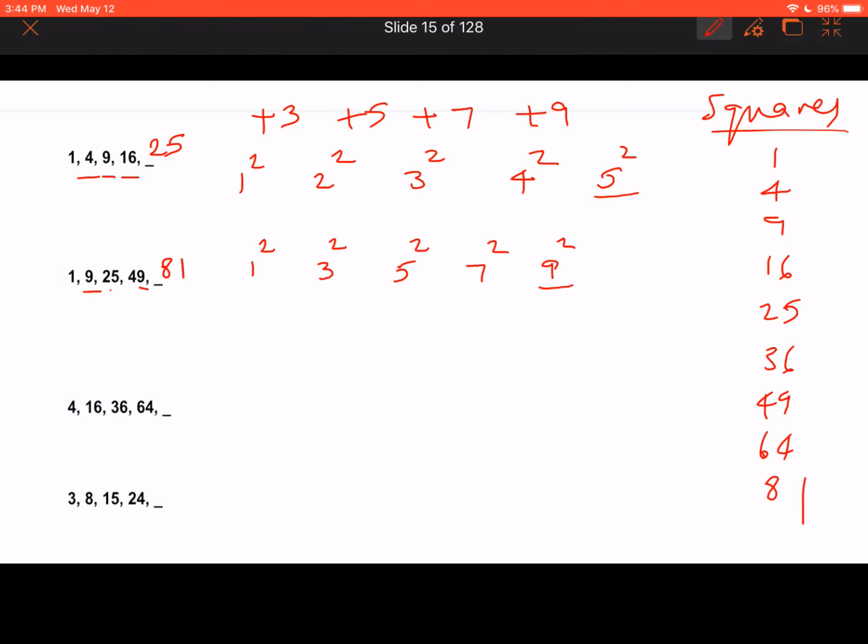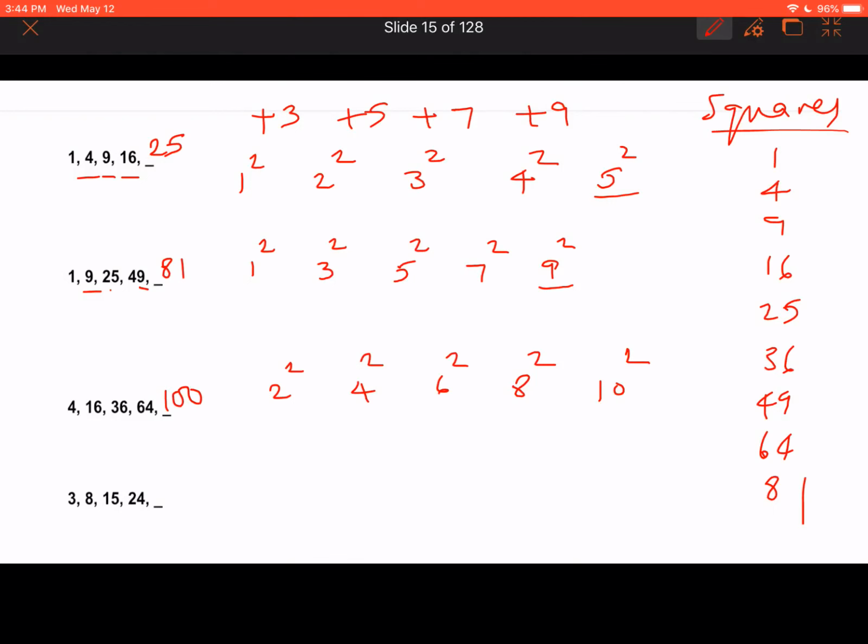Okay, so this is the pattern that is set in this sequence. Okay, next we are able to find it is 2 square, 4 square, 6 square, 8 square. So here it is increasing by an even number sequence, right? So the next will be 10 square, that is 100 is the answer.